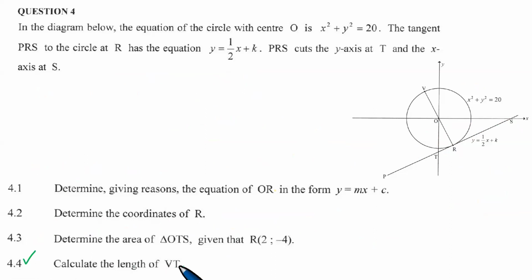In 4.4, we want to calculate the length of VT. There's a V here, there's T here, and the examiner is saying find the distance from here to there. What is that distance? Let us find the length of VT. A couple of things we know. We already know the coordinate of T because we know the equation of this line from the previous question, which is y equals 1/2 x minus 5.